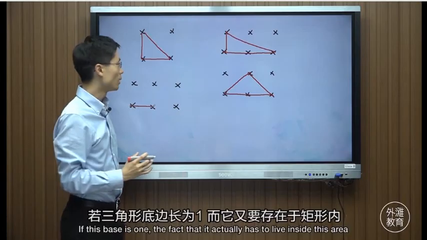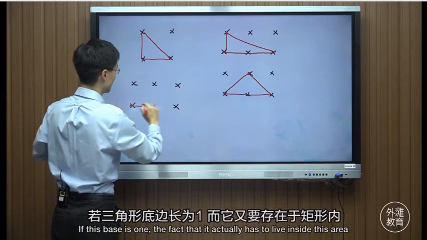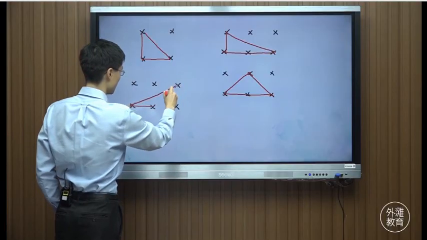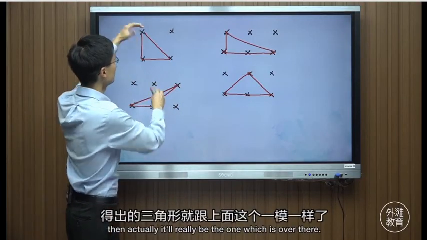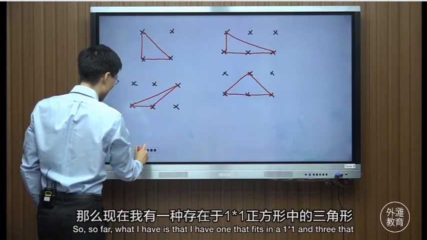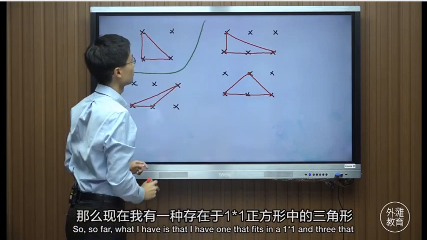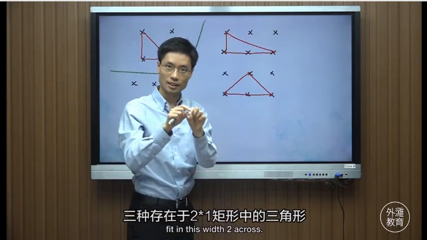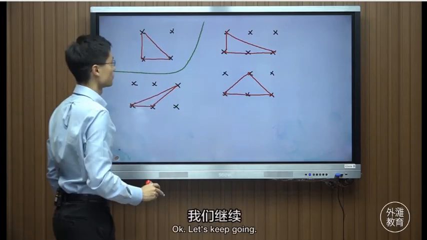If this base is 1, the fact that it actually has to live inside this area means that I have to do this. You see, because if I made it go up to here, then actually it would already be in the one which is over there. So far, what I have is that I have 1 that fits in a 1x1 and 3 that fit in this with 2 across. Okay, let's keep going.